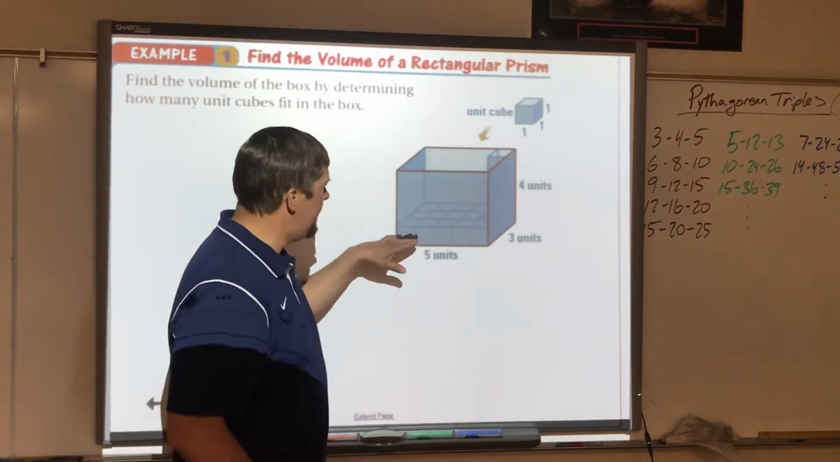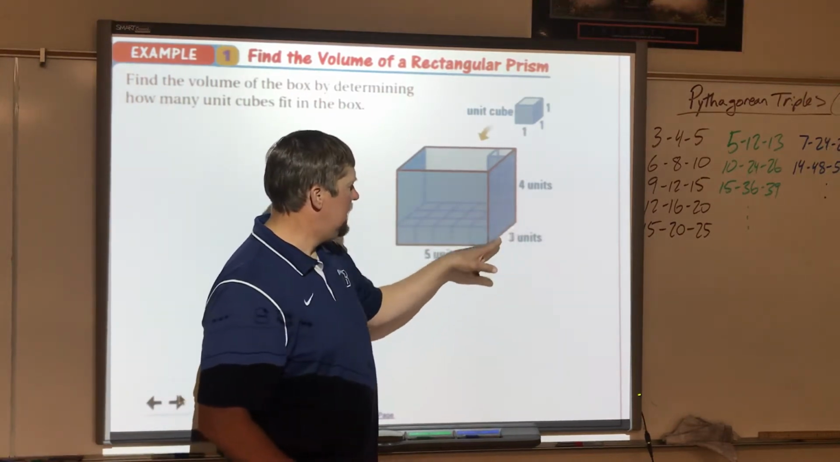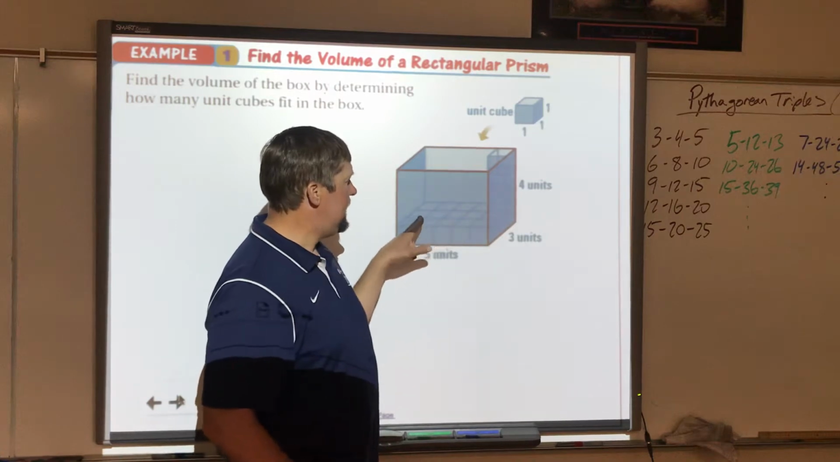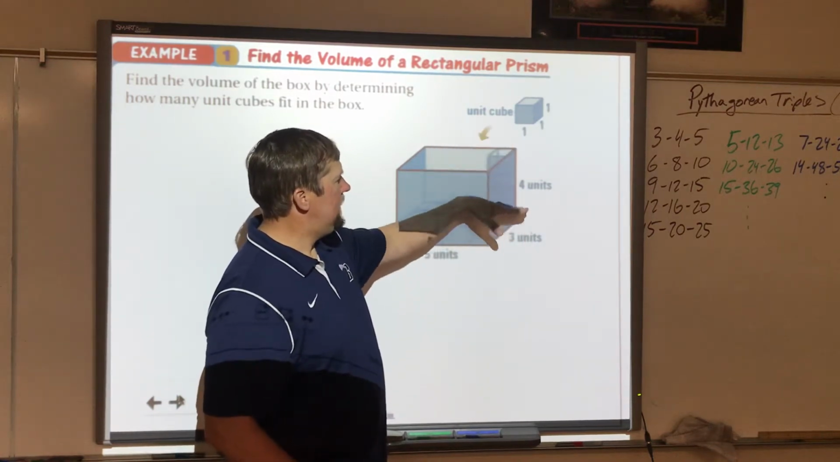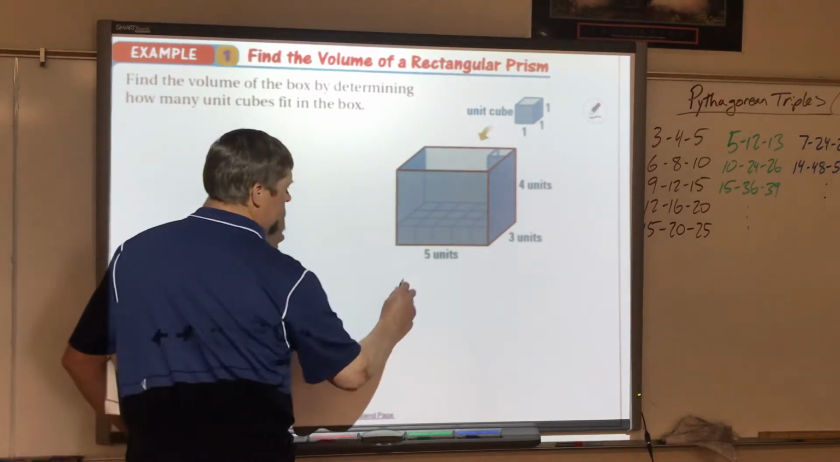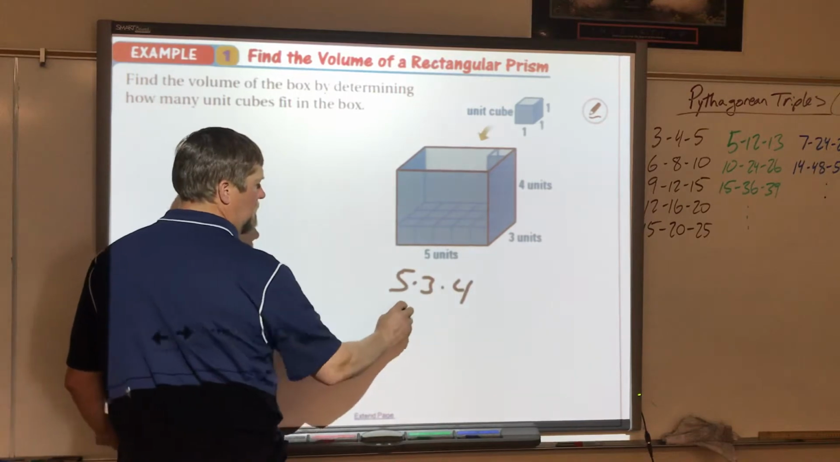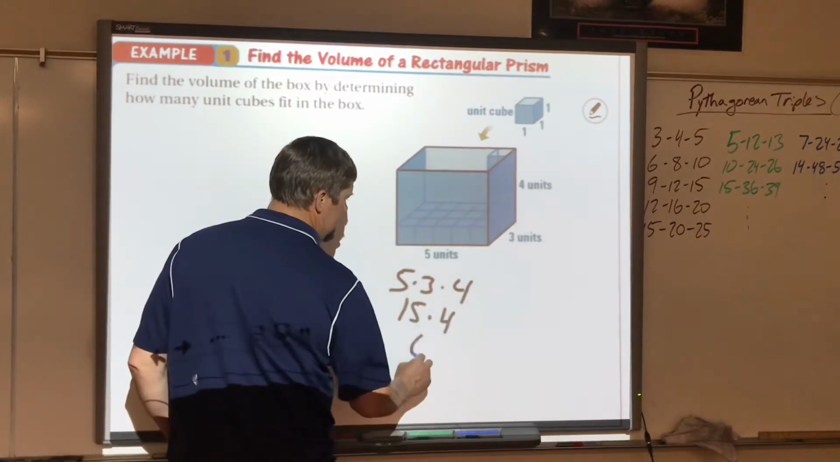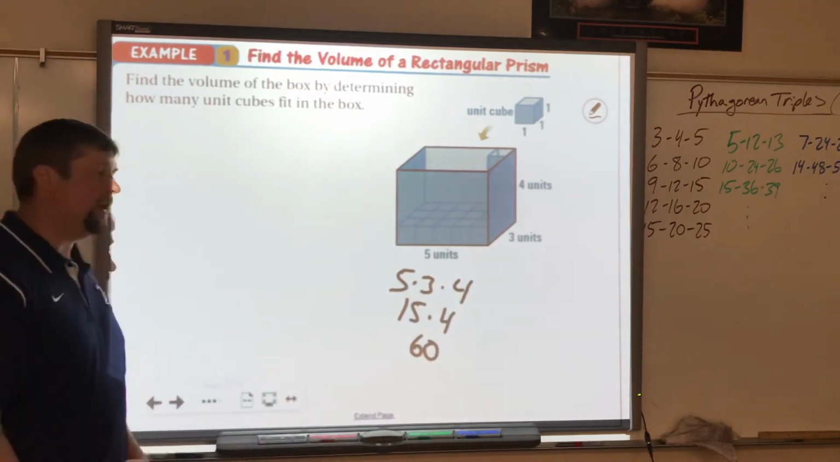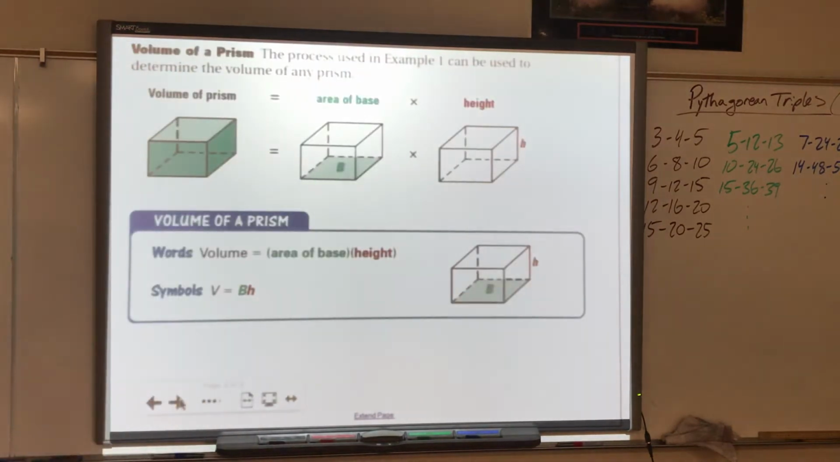So we know we've got 15 cubes on the bottom, because there's 5 across, 3 wide. So it's 15, but then we multiply those 15 because 4 of them go high. So it'd be 5 times 3 times 4, or 15 times 4, which is 60 cubic units. So that's how you figure it out.